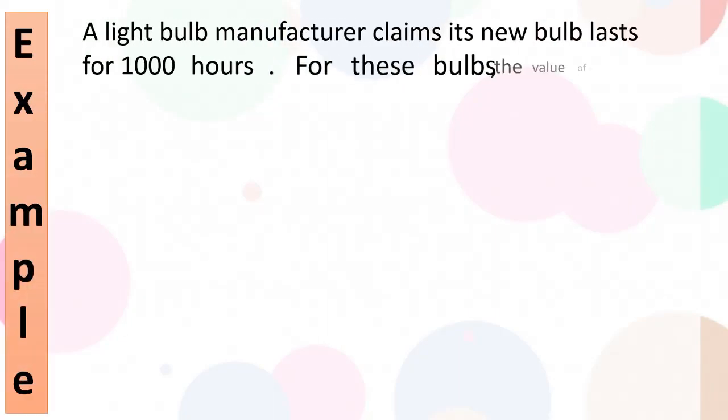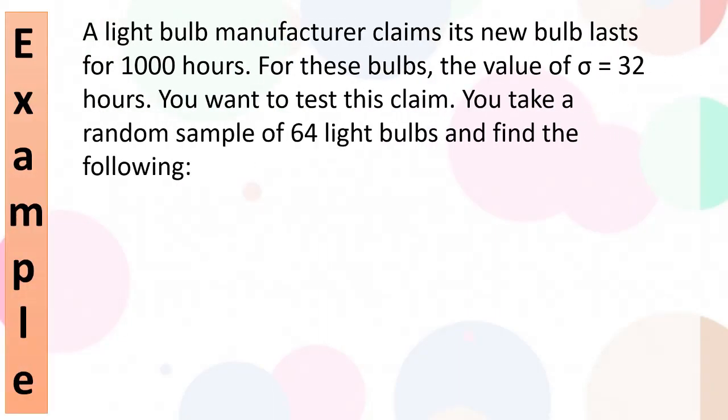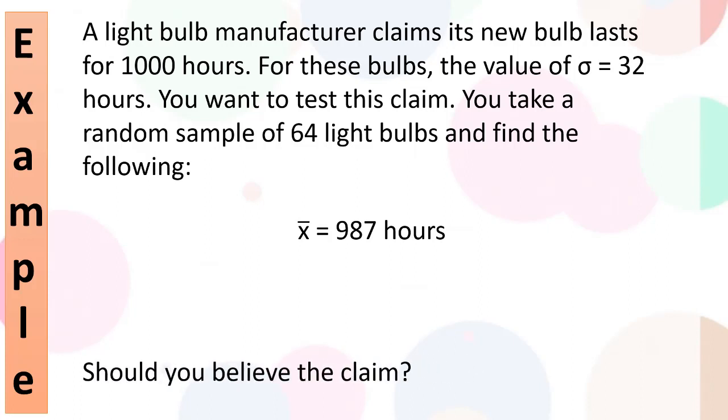So let's look at an example. We're going to do that light bulb problem. A light bulb manufacturer claims its new bulb lasts for 1,000 hours. For these bulbs, the value of sigma is 32 hours. You want to test this claim. You take a random sample of 64 light bulbs and find the following. The mean of the sample was 987 hours. So should we believe the claim?